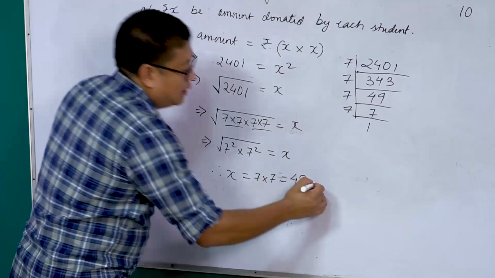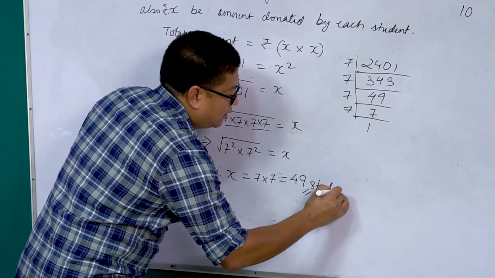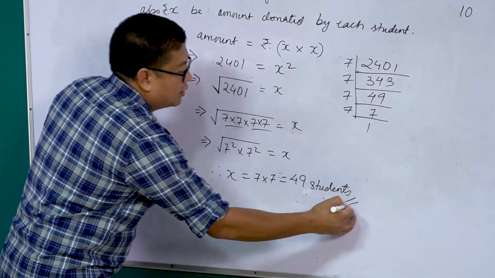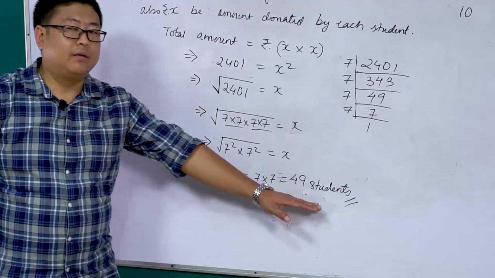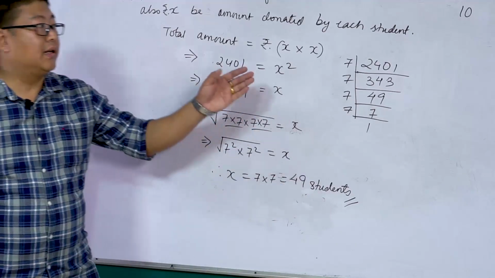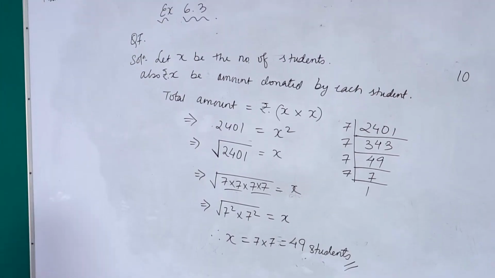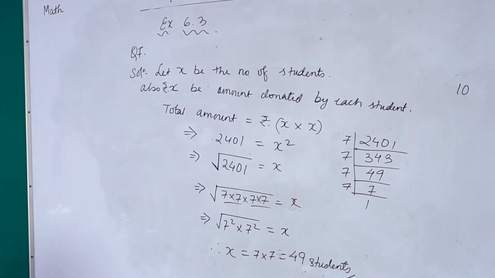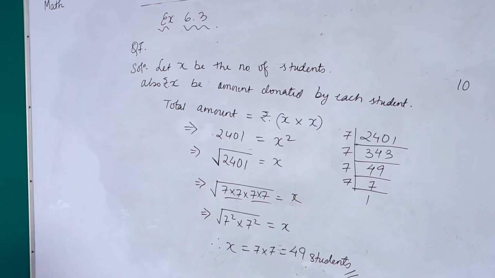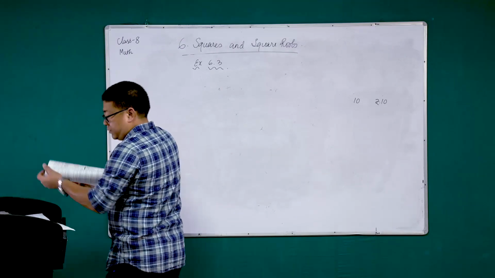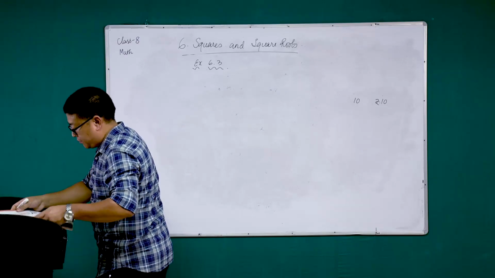That means we have 49 students. Total number of students is 49. All right? I hope this is clear. The next question is also the same thing. Questions 9 and 10 are also the same thing, but let me do 9. 10 you can do at home, practice at home. All right, let's move on to the next question, question number 9.